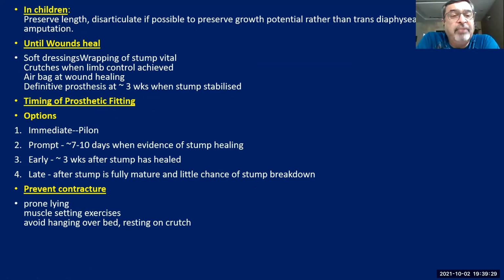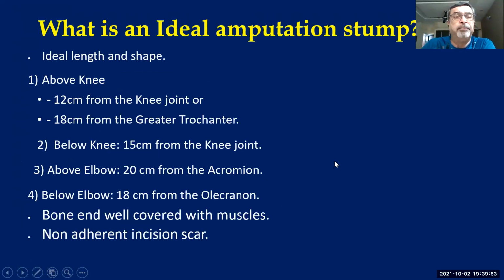The optimum time for prosthetic fitting: immediate, with the help of a pylon; prompt, by 7 to 10 days when evidence of stump healing is present; early, by 3 weeks after the stump has healed; late, after the stump is fully matured and there is little chance of stump breakdown. How to prevent contracture? Prone lying, muscle setting exercises, avoid hanging over the bed and resting on a crutch.